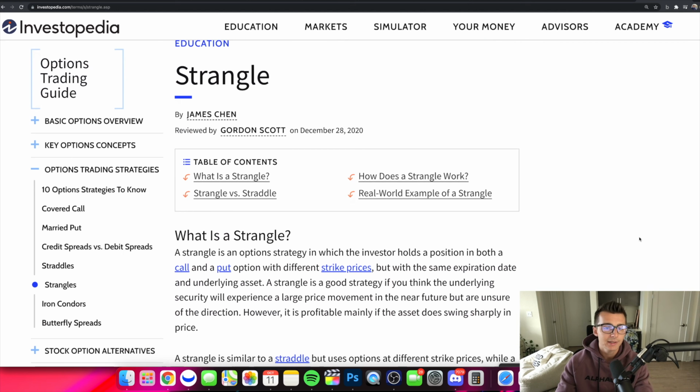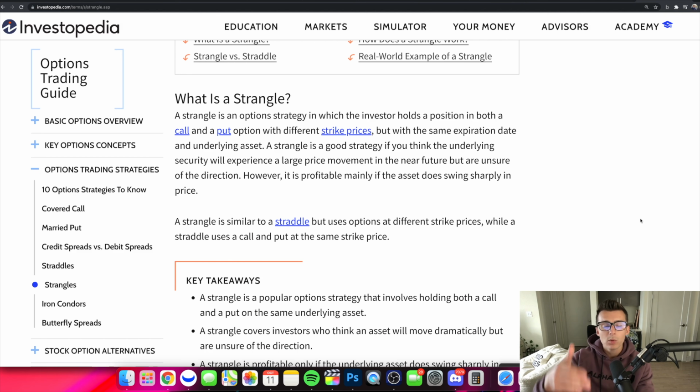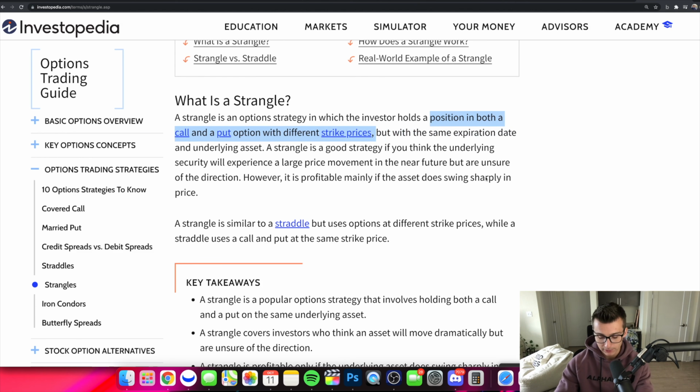So here it is. We're looking at a Strangle on Investopedia. This is going to give us a good definition of how this starts and how we can dive into this. So we want to hold a position in both a call and a put, okay? Now, we're going to use different strike prices. So if you guys go back to the straddle, we actually use the same strike price. Now, here we're using 2 different strike prices, but we're going to have the same expiration date on that stock or asset that we're trading.